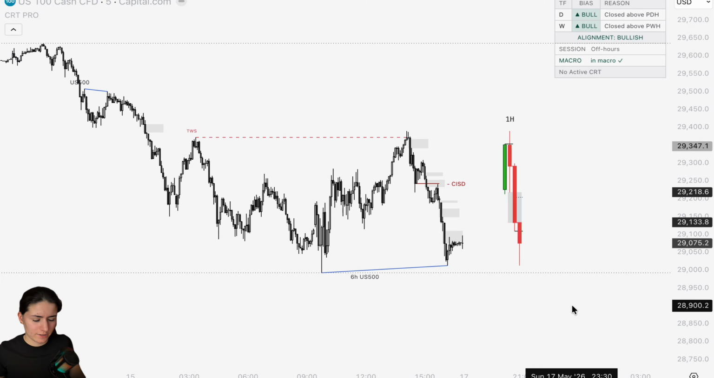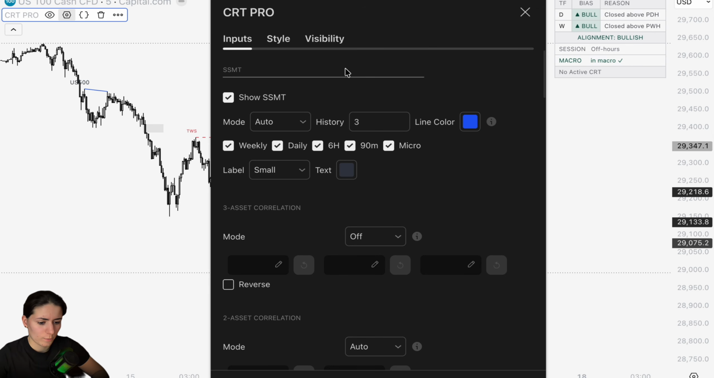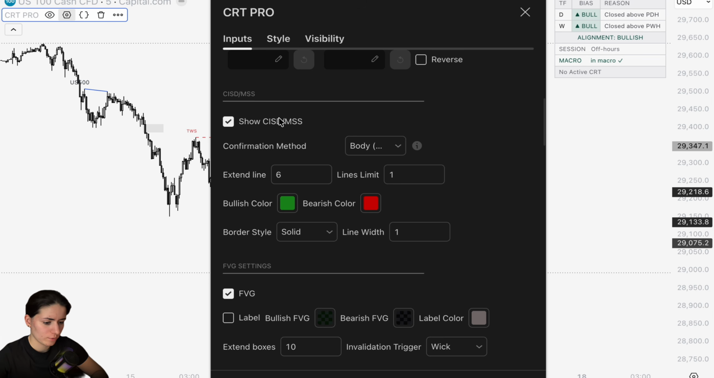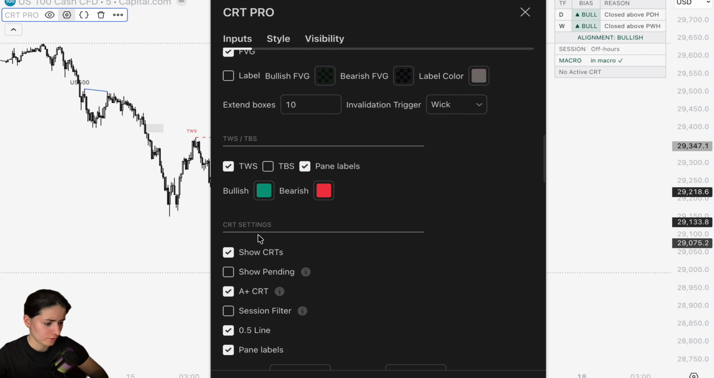Okay guys, let's start this video. I have opened the settings, and first, the settings for sequential SMT divergence, change of state of delivery, and fair value gap are the same as before. No changes there, so we can keep using them as usual.